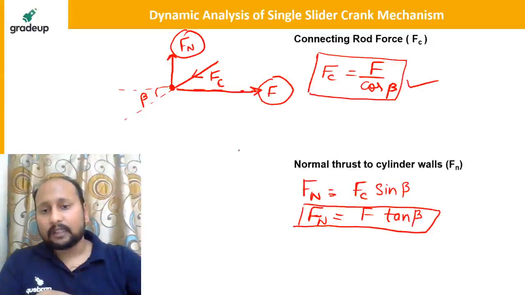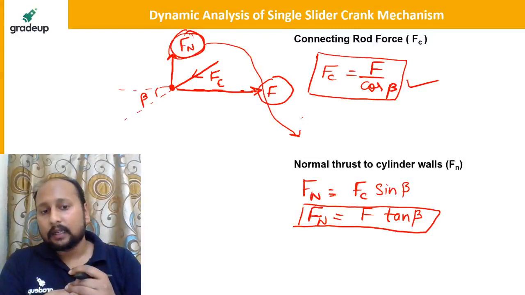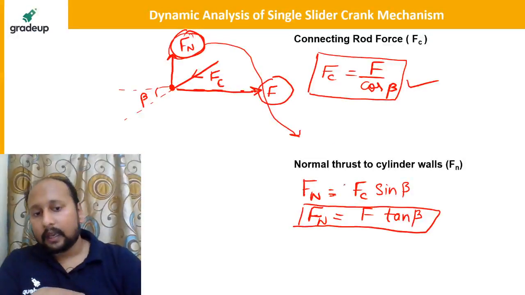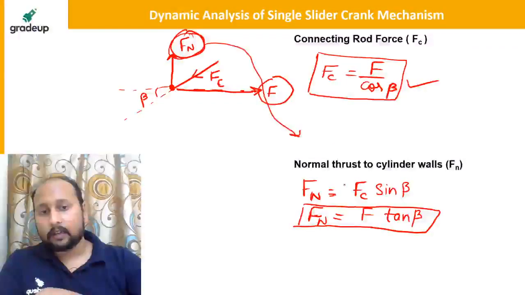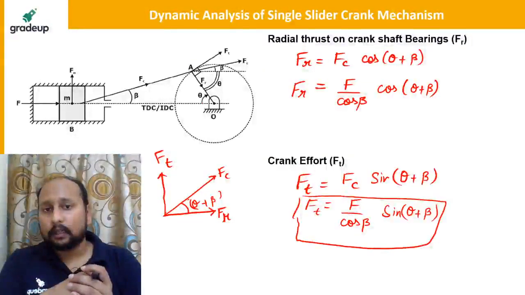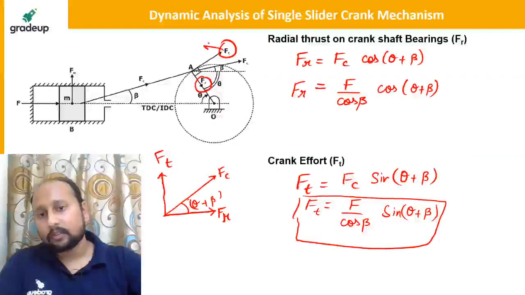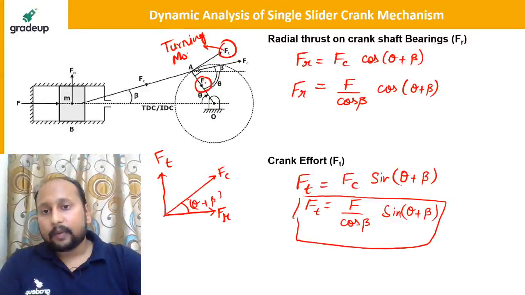Okay, so normal thrust force is, this is the normal thrust force acting on the cylinder walls. So this is Fn is equal to Fc sin beta, and that is equal to F by cos beta into sin beta, which is tan beta. Next is your crank. On the crank, how many forces are acting? There are two forces acting. One is your radial force and second is your thrust force, and due to this thrust force only, or crank effort, we are having the turning moment.